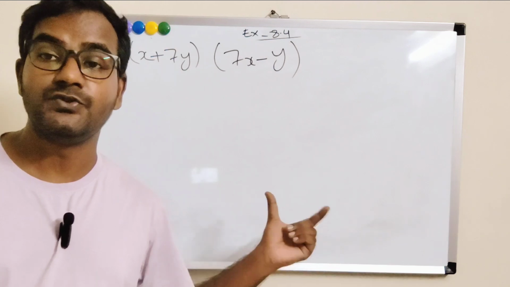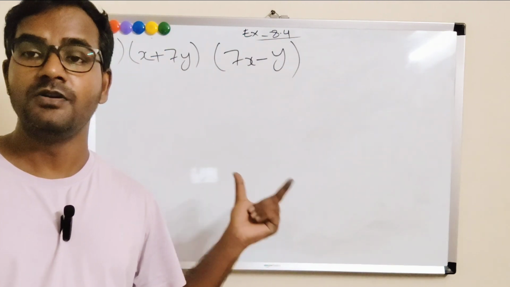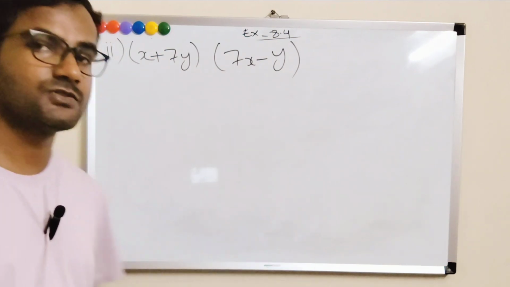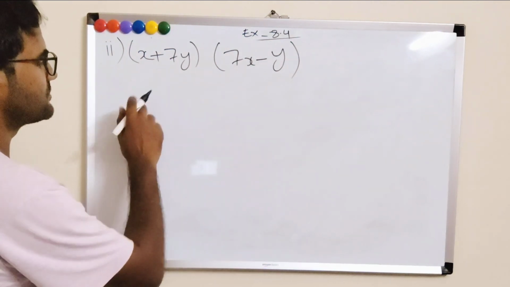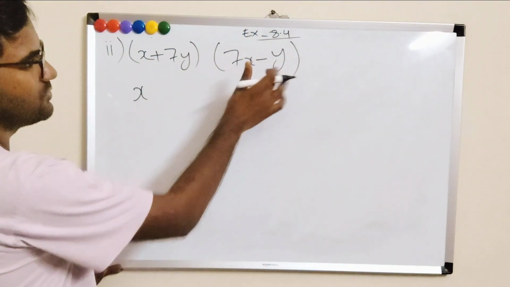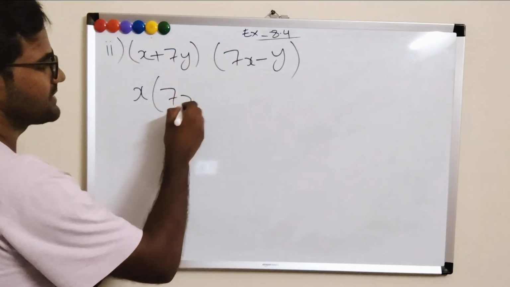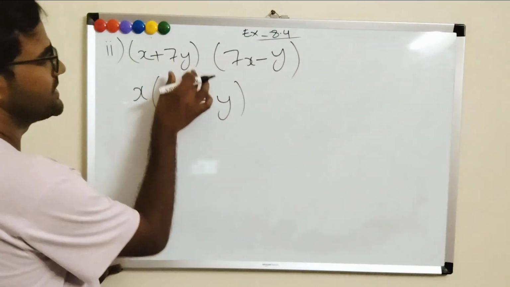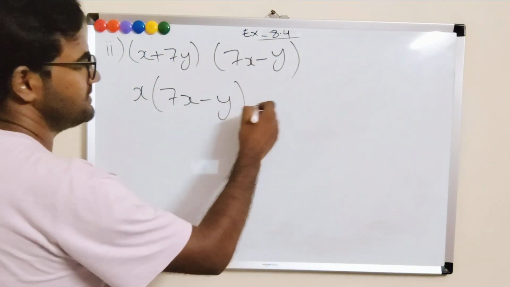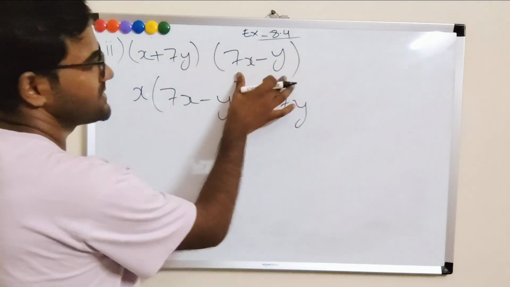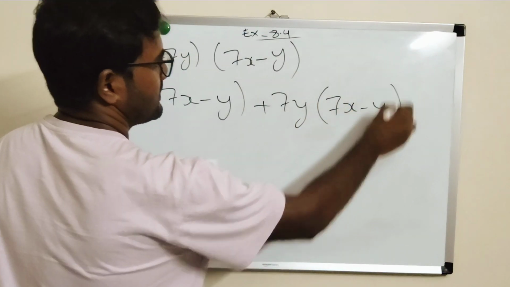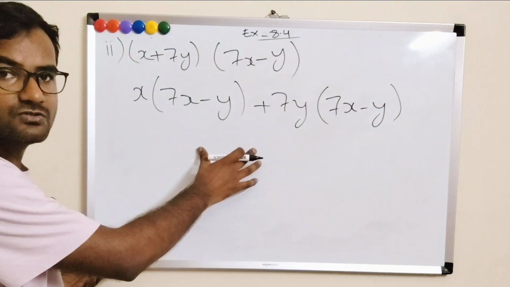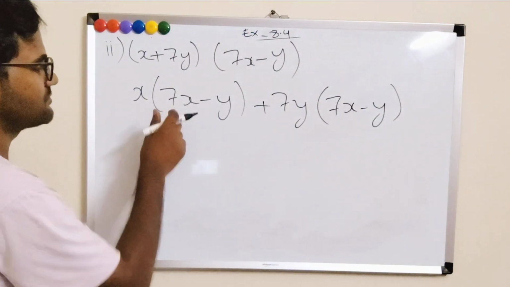Well, so let's continue with question number 2, sub number 2, right? Same thing we have to do here as well. You bring down this x first, then this whole thing you bring here, that is 7x minus y, then you take this plus 7y here, then multiply this whole thing, that is 7x minus y. Alright, this much you understood? Good. Now we have to multiply.